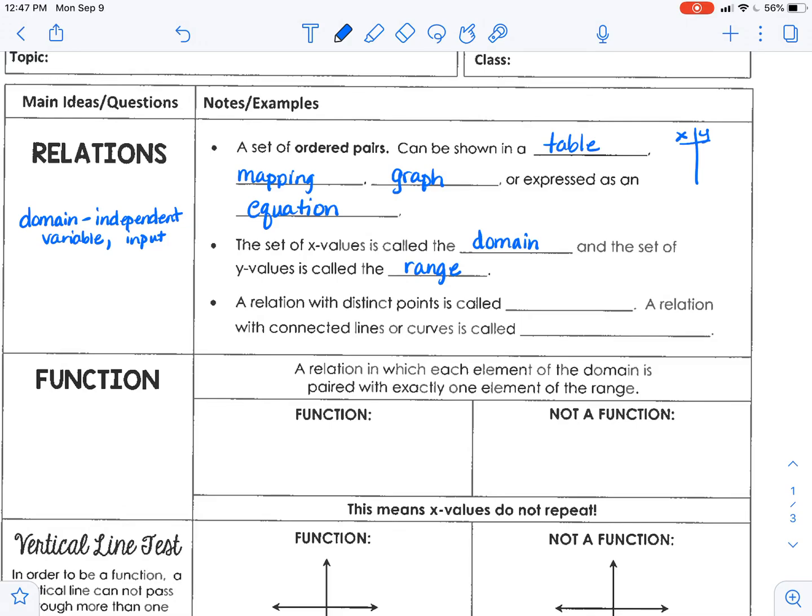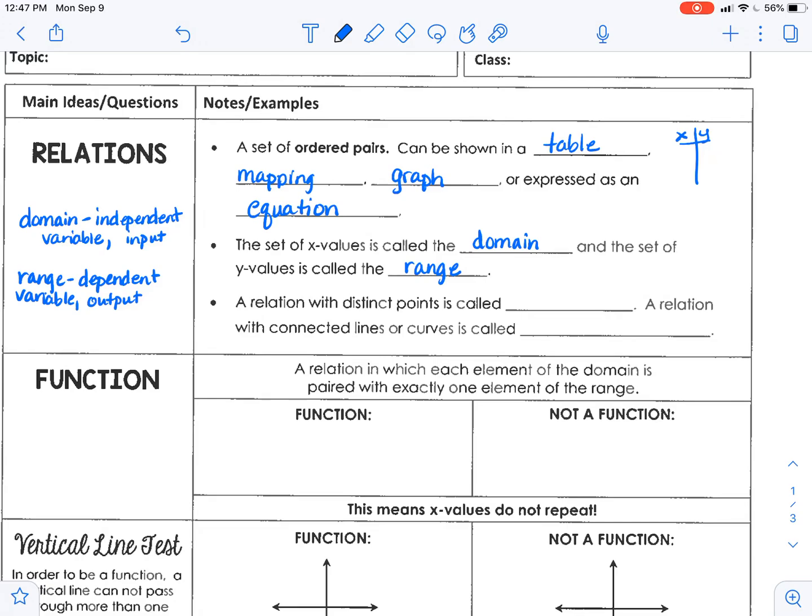The next that we look at is our range, and the same way, if our domain is our independent, our range is our dependent. And you've heard those words probably from science class, your dependent variable. Okay, and it's also the output. So we're going to refer to the domain and range several different ways. So be sure you remember those.